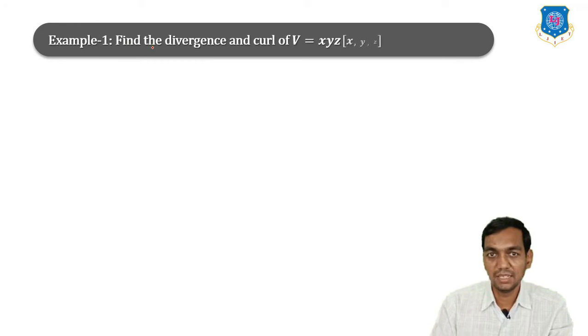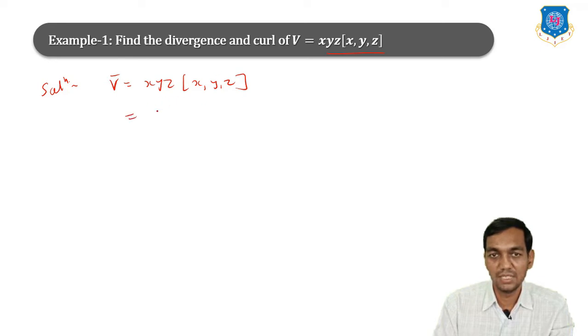Now find the divergence and the curl of this vector. Okay, so if we are going with a solution, then we have v bar is equal to xyz into (x, y, z). I am going to write this in the form of i, j, k and multiply this inside. So x square yz into i plus x y square z into j plus x y z square into k.